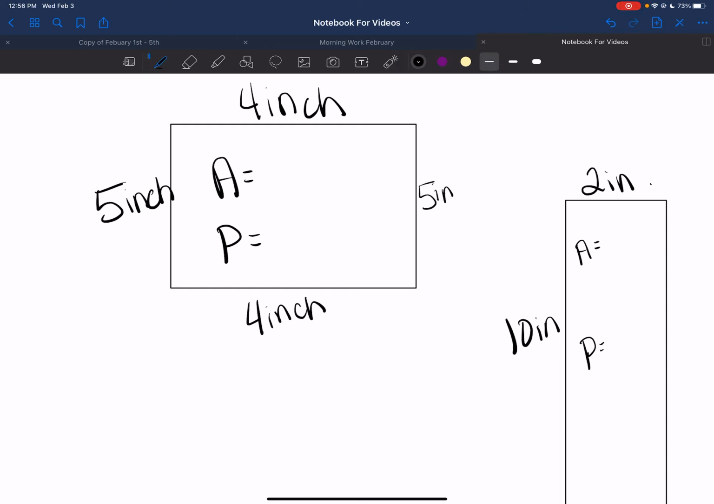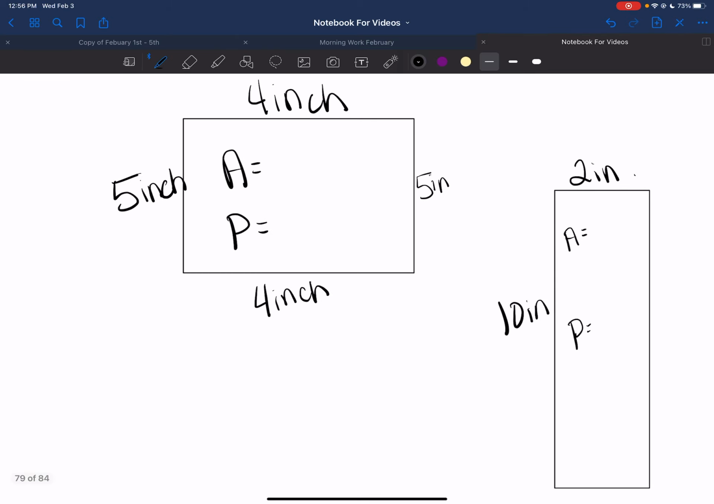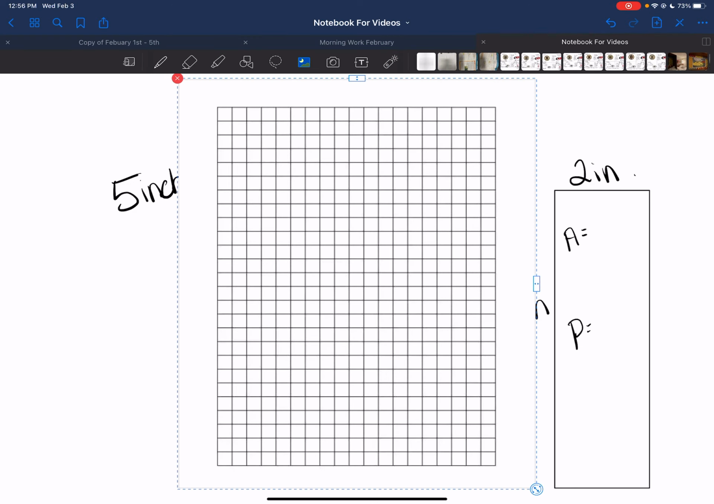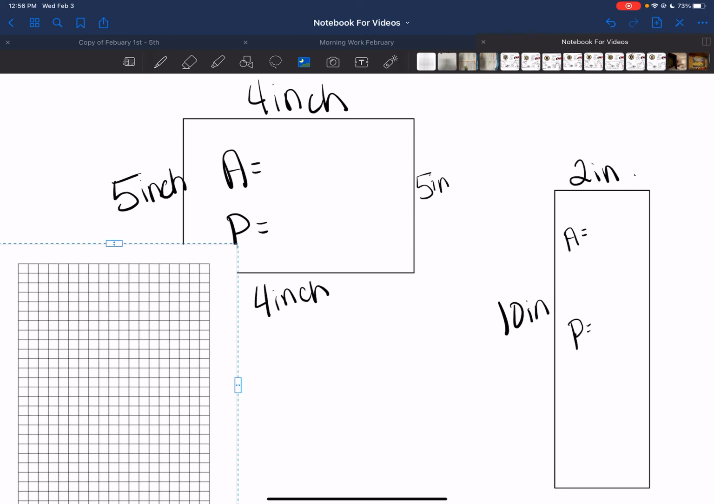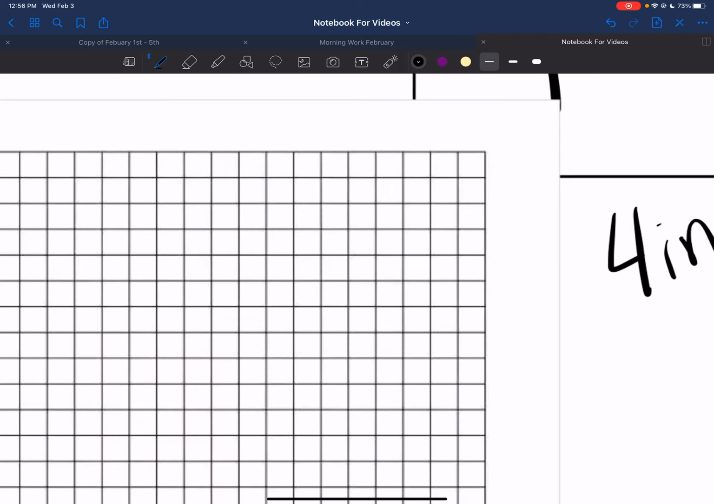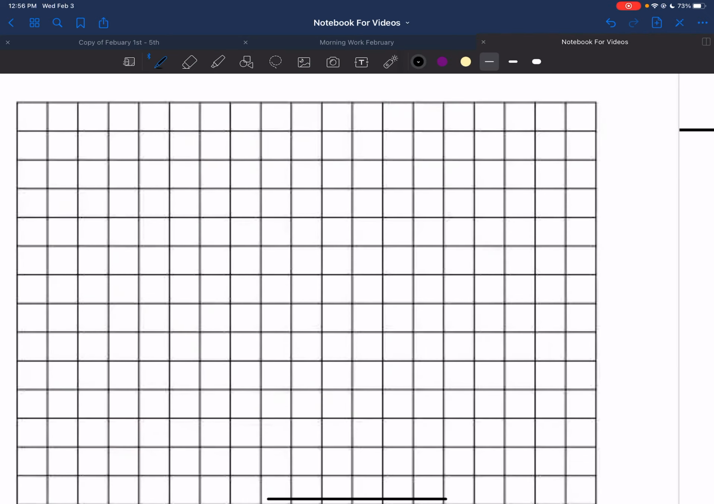Now, we have talked about different ways that we can find area. We can find area by using our graph paper, which is a great strategy. We have also talked about how we can multiply the length times the width. So I'm going to put some graph paper over here to the side. I'm going to zoom in, and I'm going to build or model a rectangle that is a 4 by 5.